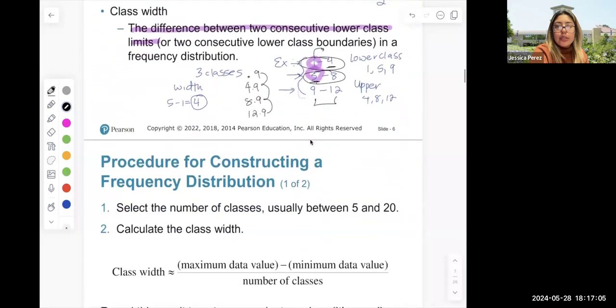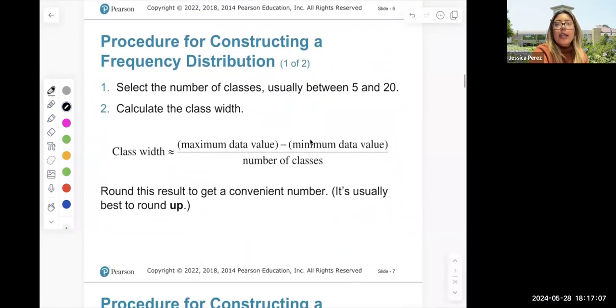We're going to see, of course, another one. How do we construct the procedure for constructing a frequency distribution table? We are going to be selecting the number of classes, usually between 5 and 20. So between 5 and 20 classes we're going to have. We're going to be calculating. Sometimes I will not know what the class width is. So I'm going to calculate it by using a formula. I'm going to take the maximum data value minus the minimum data value divided by the number of classes.